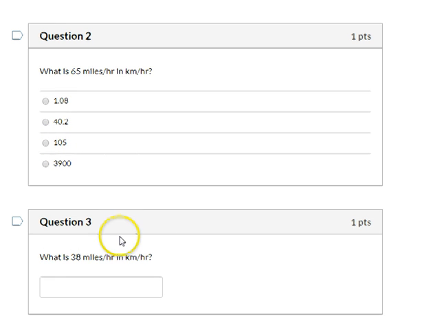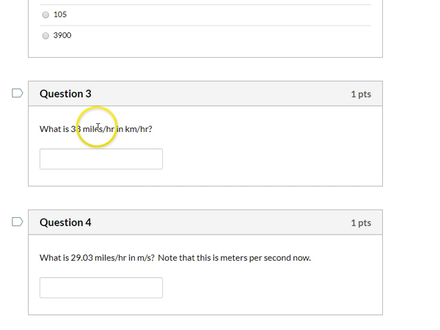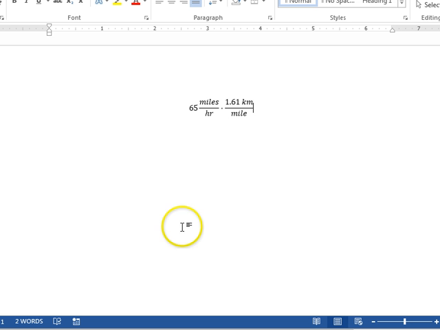So when you get to the next one, what is 38 miles per hour in kilometers per hour? It's exactly the same problem, except instead of 65, you have 38. 38 miles per hour times 1.61 kilometers per mile. The miles cancel out and you're left with kilometers per hour.